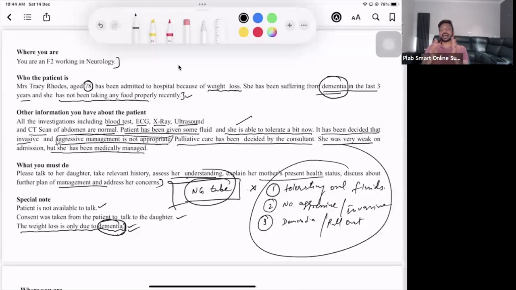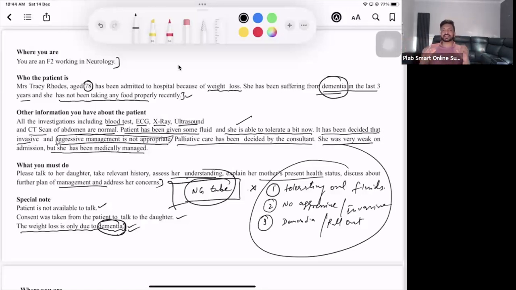So at the moment, NG tube is not required. So it depends on the station. If the station comes like this, the way I'm showing it to you, you don't need to mention the NG tube, because an NG tube is not a required option for the future as well. But sometimes they give in the question that an NG tube was given, the patient started feeling okay, and then we took it out.